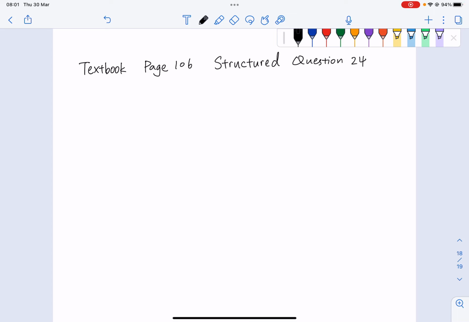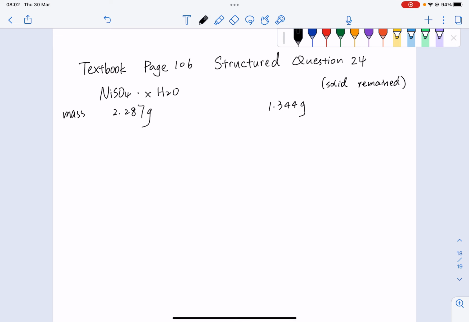Now let's turn to page 106 and take a look at structured question 24 altogether. So here, the question says that we have a hydrated nickel sulfate. Put it right here, nickel sulfate, and it's hydrated, but we don't know the number in front of the water. It says this one has a mass of 2.287 grams, was heated to remove all water of crystallization. The solid remaining has a mass of 1.344 grams.